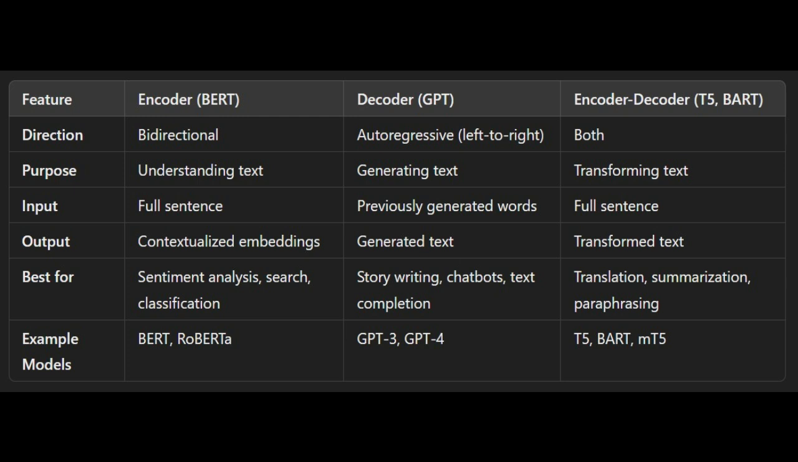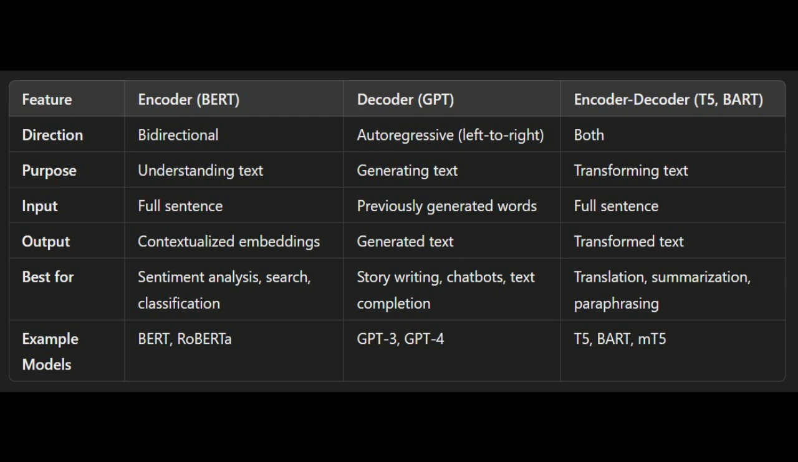How does it work? It takes input tokens or previously generated words and predicts the next word. It uses self-attention and auto-regressive decoding to ensure fluent text generation. The output is generated text, produced one token at a time in a sequential manner.